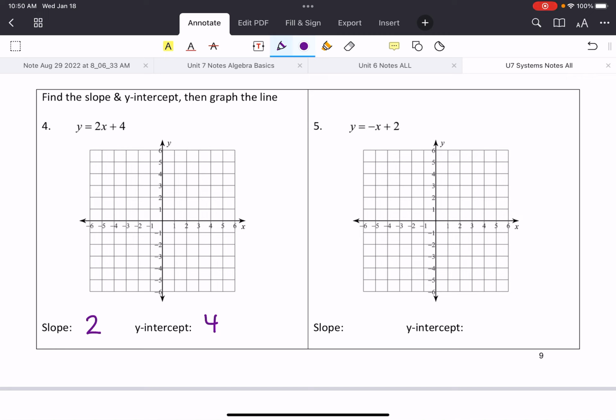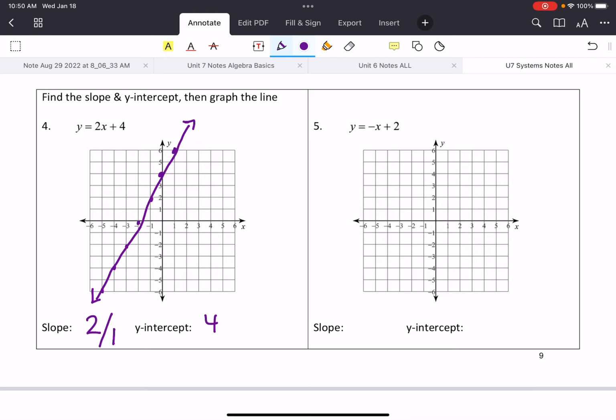We start by going to the y-intercept, which is 4. Then remember, slope is rise over run, and I can always make it a fraction. So we're going to go up 2 over 1. And just to get used to making as many dots as possible, because that really helps when we are graphing our two equations, we do that and then connect them to make our line.